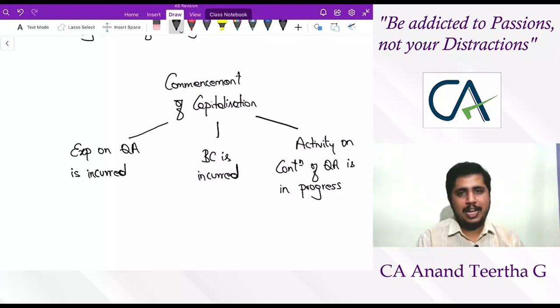No. For that, the standard said the work should be ongoing. It should be taking place. The work to create the qualifying asset for its intended use or sale should be ongoing. Otherwise, no, it is not supposed to be considered for capitalization purpose.